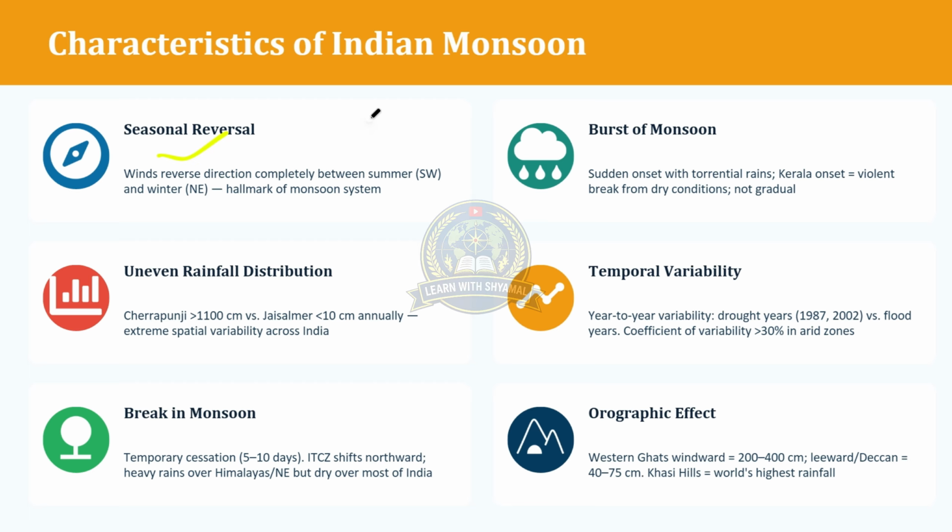Winds reverse direction completely between summer, southwest, and winter, northeast. This is the hallmark of the monsoon system. Burst of monsoon: sudden onset with torrential rains. Kerala onset is a violent break from dry conditions, not gradual.